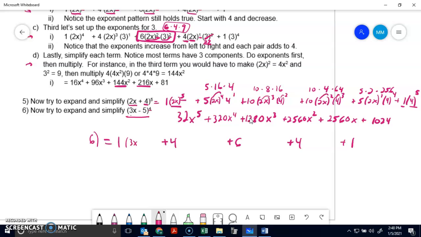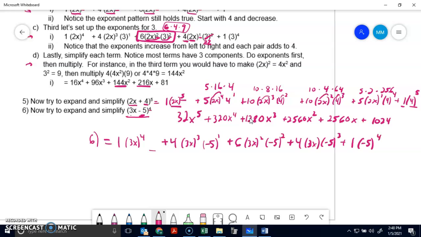So I'm going to take 3x and raise it first to the fourth power, and then 3x to the third, and then 3x squared, and then 3x, and then nothing. And then I'm going to take negative 5. Now there would be nothing in the first term, but then negative 5 would be to the first. Remember, the second term in the binomial always increases its exponent as it goes through the problem. So 1, then 2, then 3, then 4.